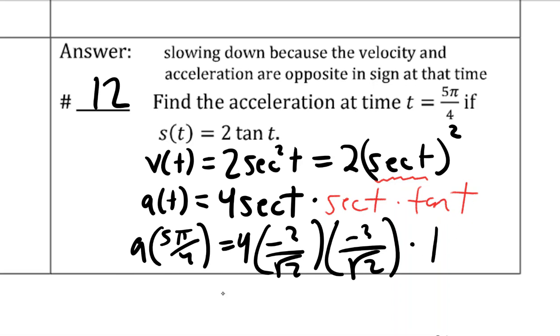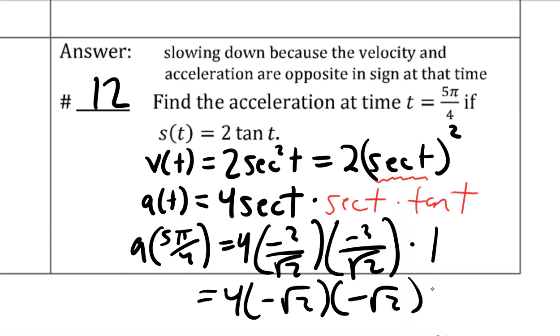These you can rationalize if you want to. This is the same thing as this. That's the same thing as that. So 4 times a negative would be positive. Square root of 2 times square root of 2 would be 2. So in the end, the answer to that guy should have been positive 8.